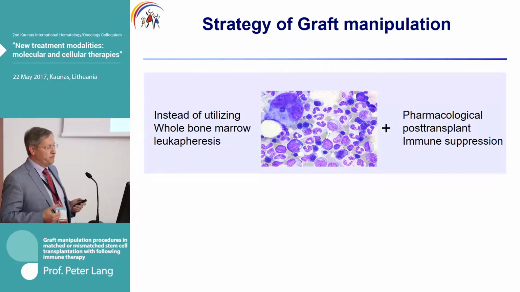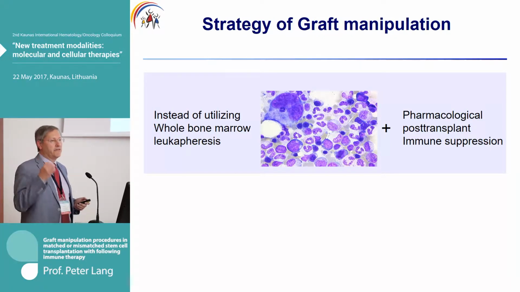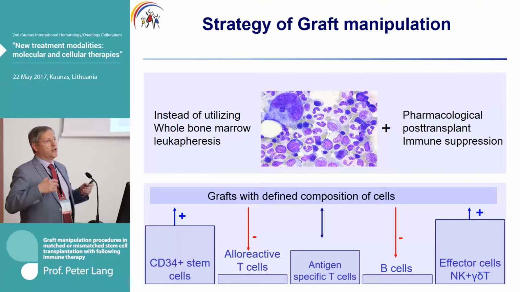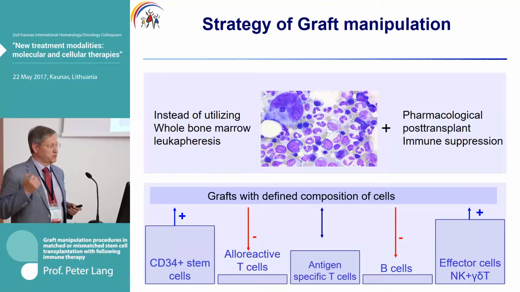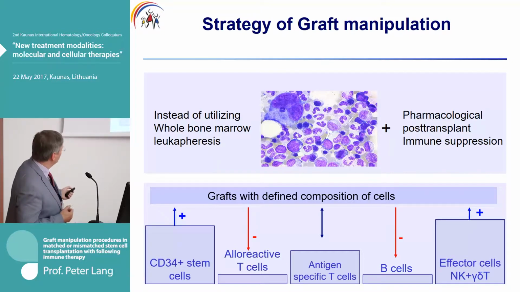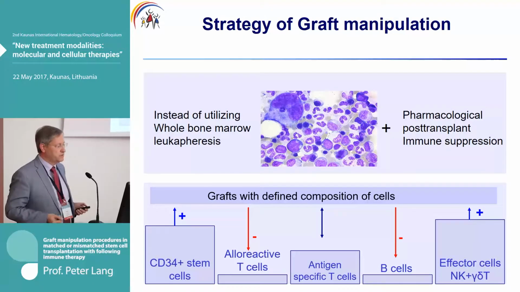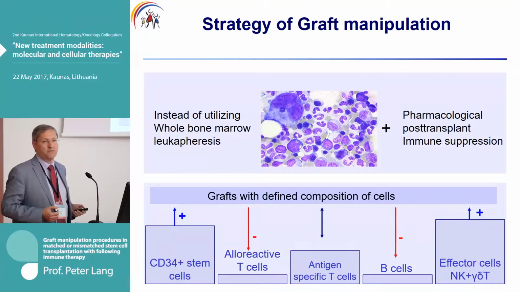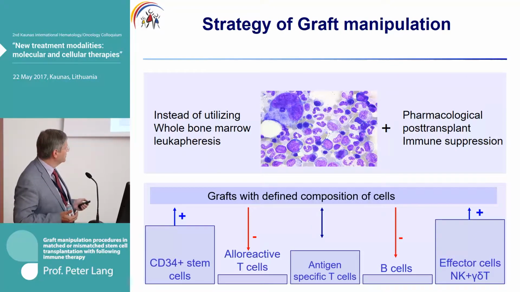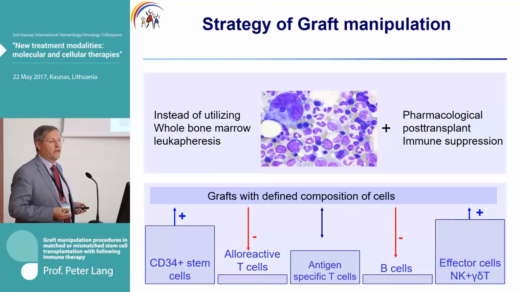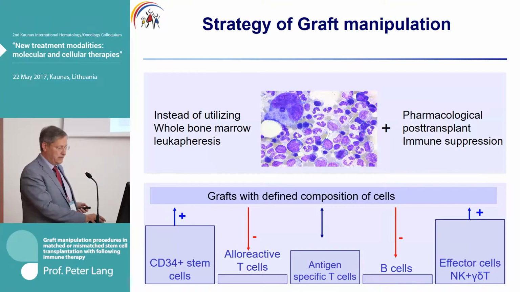Instead of utilizing whole bone marrow or leukapheresis, which definitely needs pharmacological post-transplant immune suppression, we want to prepare grafts with a defined composition of cells: with high numbers of CD34 positive stem cells, with reduced numbers of alloreactive T cells in order to avoid GvHD, with enough numbers of antigen-specific T cells, maybe against viral antigens, with reduced numbers of B cells to avoid EBV-associated lymphoproliferative disease, and with high numbers of potentially anti-leukemic effector cells like NK cells and gamma delta T cells, which do not cause graft versus host disease.